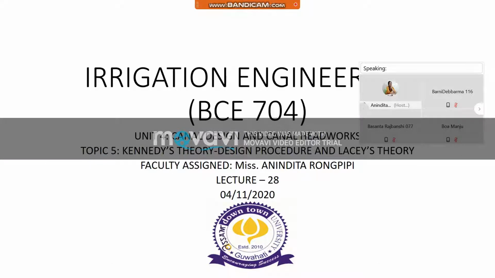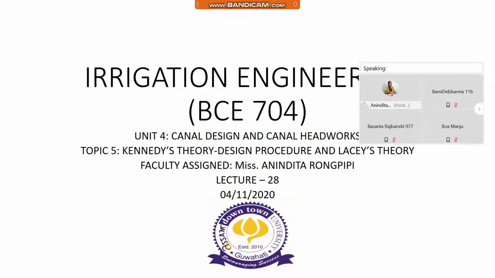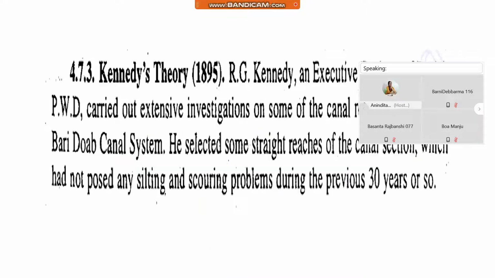Hello students. We'll continue again with unit number 4 and topic number 5, which is Kennedy's theory, design procedure and Lacey's theory. Kennedy's theory was incorporated in 1895.